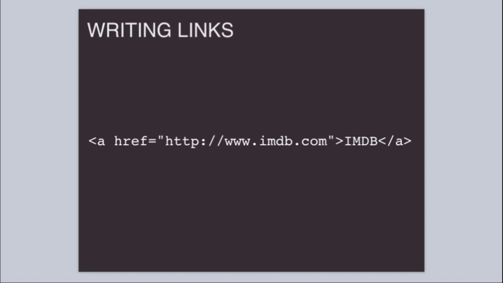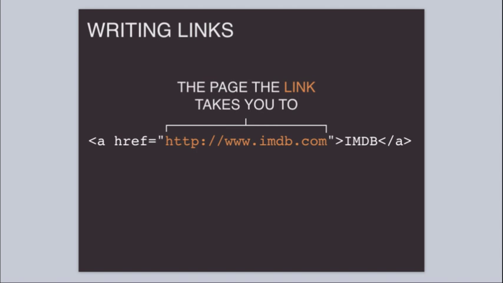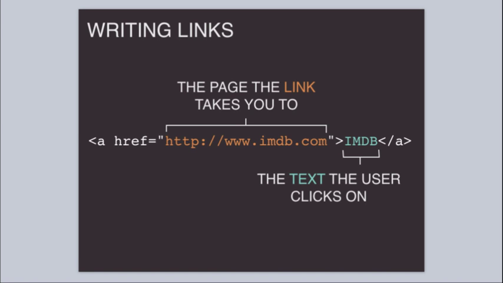You have an anchor tag, an A tag, and enclosed inside the A tag is IMDb, which is the part of the link that will be visible. It's what's called the value. And the href equals http://www.imdb.com. This is the target. This is where the link will go. If you click on this, it'll be highlighted. So this is the page the link takes you to, and this is the text that the user clicks on that's highlighted.